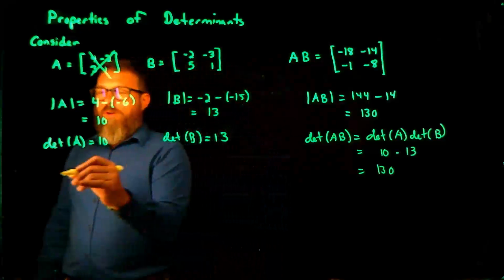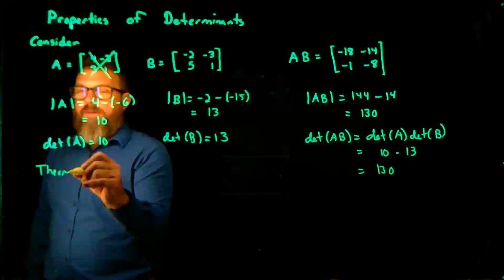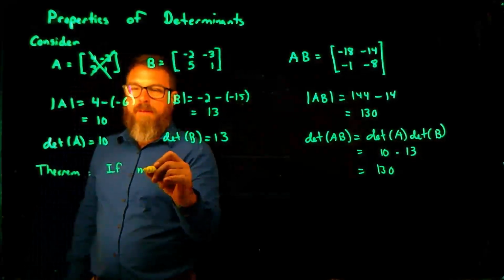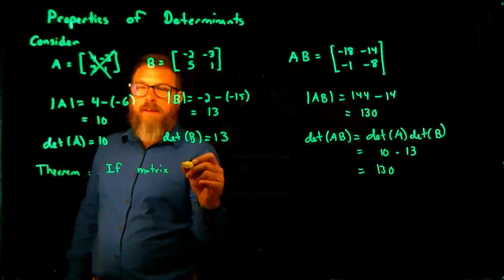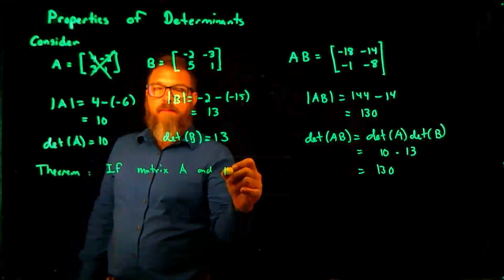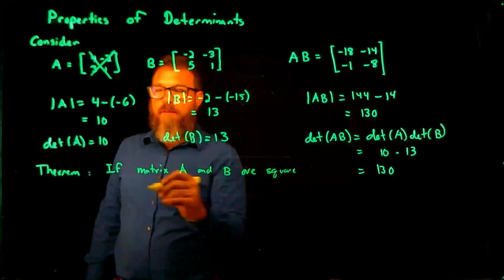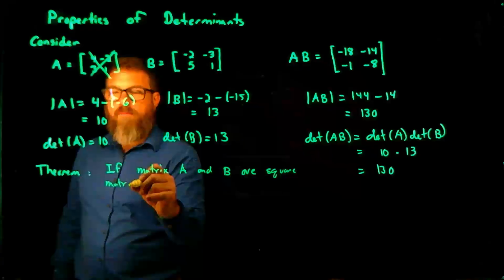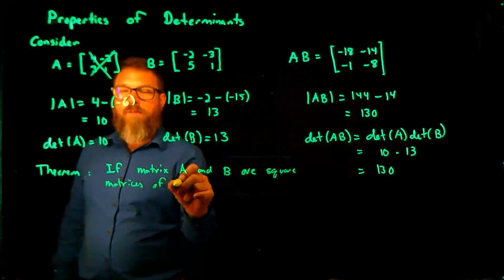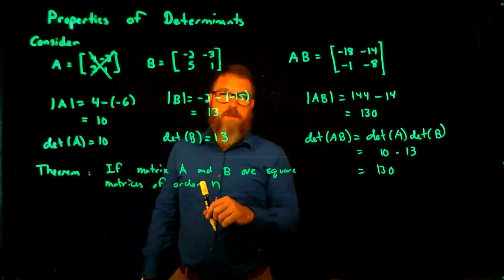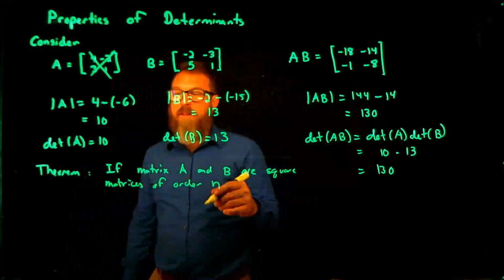So this will be our quick theorem. Theorem: if matrices A and B are square matrices of order n. The reason why we say they're square matrices is because to have a determinant they need to be square matrices.